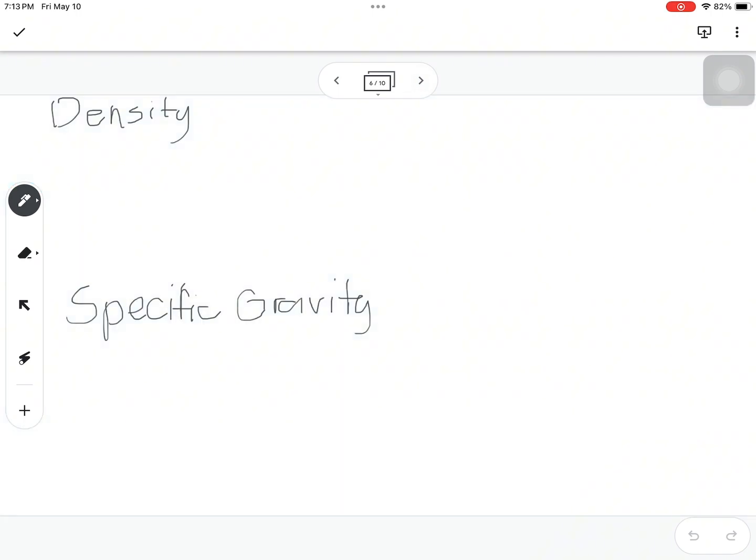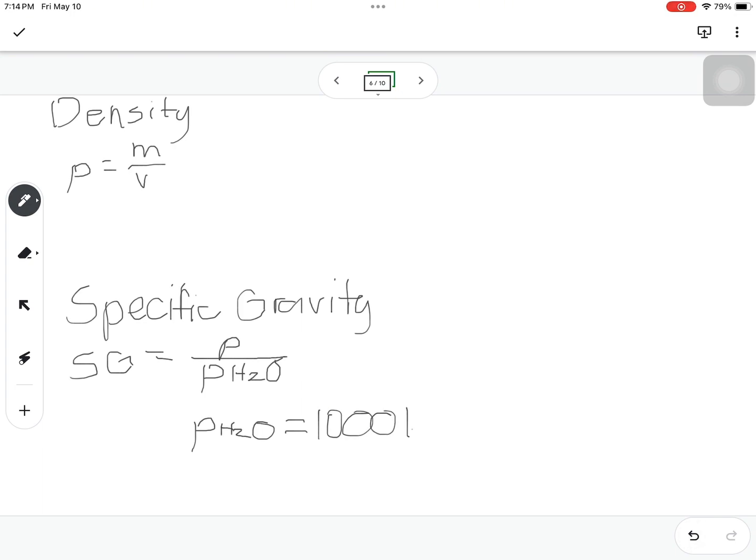Before starting with solving the practice problems, let's first discuss the formulas of density and specific gravity. Density has a formula of m over v, where m is mass and v is volume. For specific gravity, we have the formula density of fluid or substance over the density of water. Always remember that the density of water is 1000 kg per meter cube at exactly 4 degrees Celsius. If the computed value of the specific gravity is greater than 1, the object will sink.